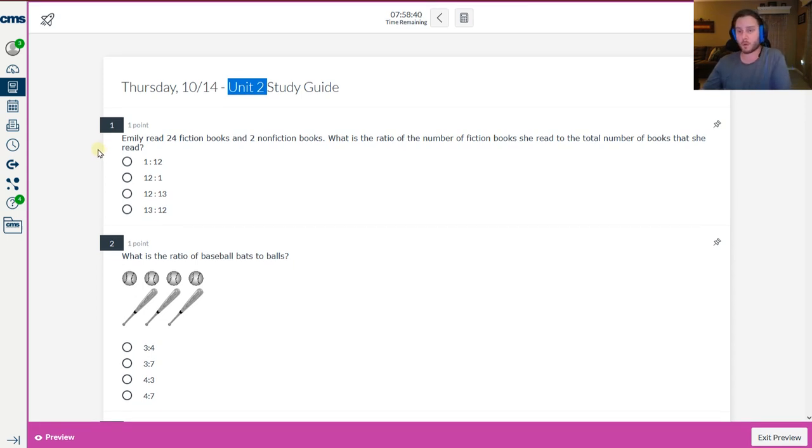So, for starters, number 1. This says Emily read 24 fiction books and 2 nonfiction books, and asks what is the ratio of fiction to nonfiction books. So what we're going to need to do for this problem is we need to have the right order. So this is going to be the number of fiction books to the total number of books. So I said it wrong. So fiction, there were 24 books that she read that were fiction. And total number of books. The total is going to be those two amounts combined, nonfiction and fiction. And that's going to give me 24 plus 2 gives me 26.